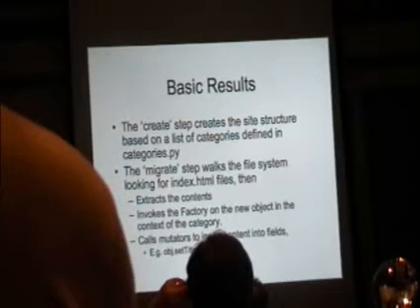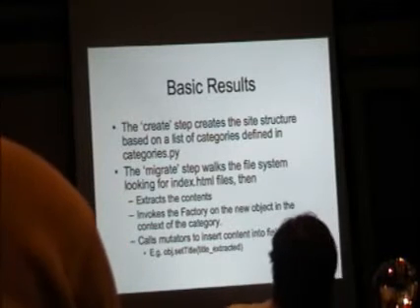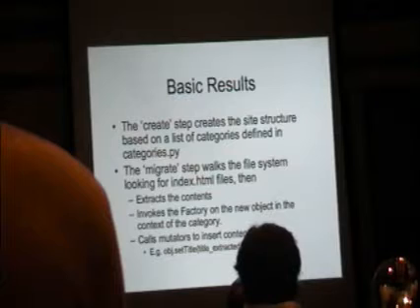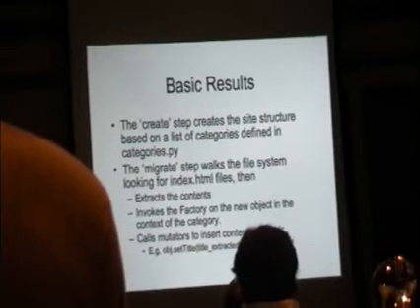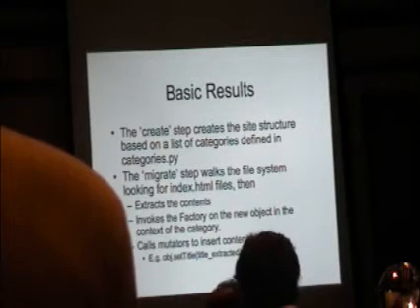The create step creates the site structure based on a list of categories defined in categories.py. So basically, I import this giant set of dictionaries that contains, I wish I could bring it up, but I can't, it would be too much. It's just a dictionary of lookups that has file system paths. So for the language service, English has a key, it's keyed on the language service, and then all the paths to different categories of news, like news, weather, sports, on the file system that we know about, that we know we're going to be importing.